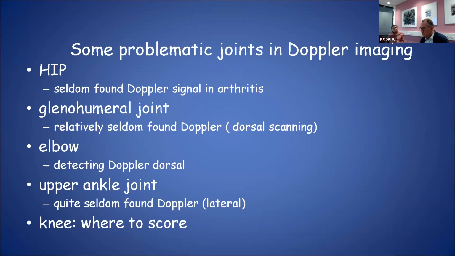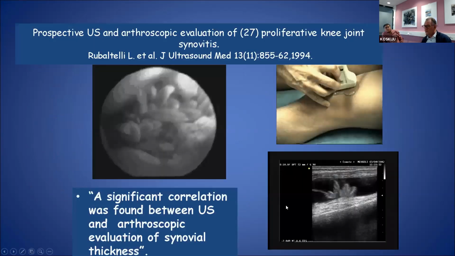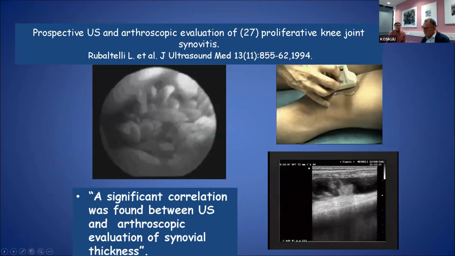We have some problematic joints in Doppler imaging, like the hip joint. Very seldom do you see Doppler. Also in the glenohumeral joint, relatively seldom. Elbow, the best site is dorsal, as I have said. Upper ankle joint, the tibiotalar joint: quite seldom do you find Doppler. And if you pay attention, you very often find Doppler lateral of the joint. The synovitis, for a reason or another, accumulates on the lateral side of the joint. And we can ask where to score in the knee joint.